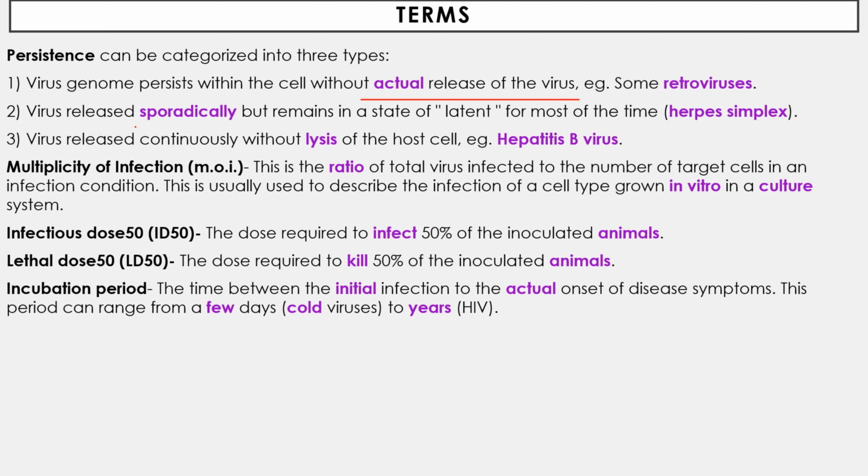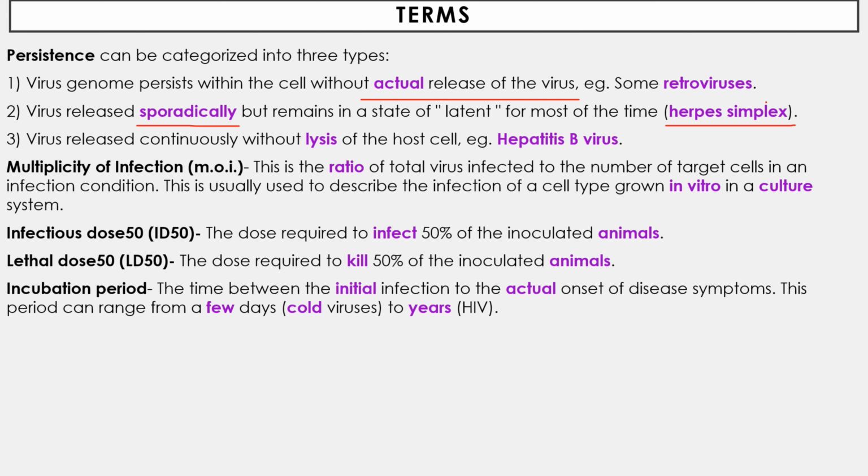Then viruses would be released sporadically but remain in a state of latency for most of the time, such as your herpes simplex virus. So sa herpes simplex virus kasi class, the virus would become dormant, as I mentioned earlier, would become dormant in some cells. Then viruses release continuously without lysis of the host cell, seen in hepatitis B virus.